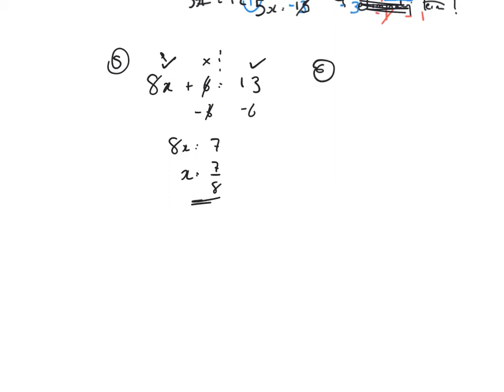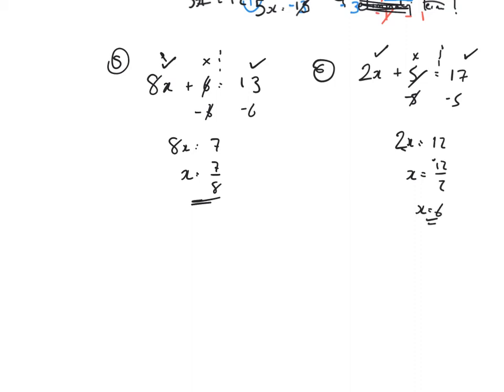Okay, example 6. 2x plus 5 equals 17. Okay, 2x is fine, so 17, but that 5 shouldn't be there, so I need to take 5 away from both sides. Leaves me with 2x equals 17, take away 5, that's 12. Bring the 2 down and divide. 12 divided by 2, and x is equal to 6.